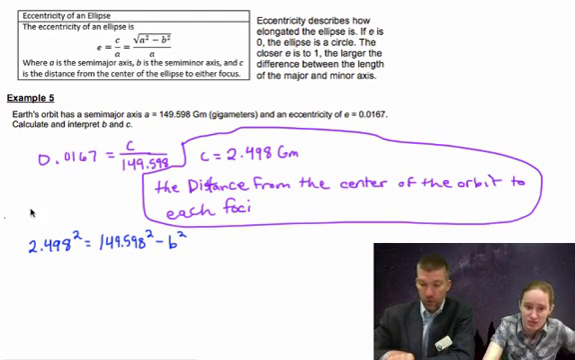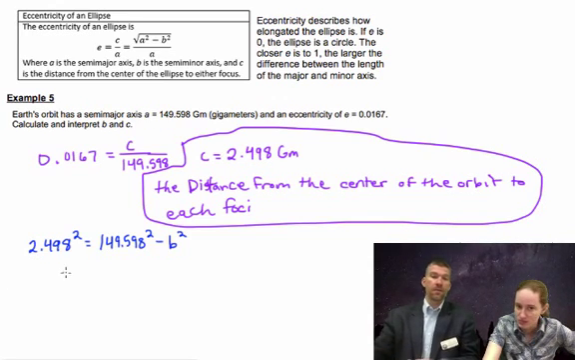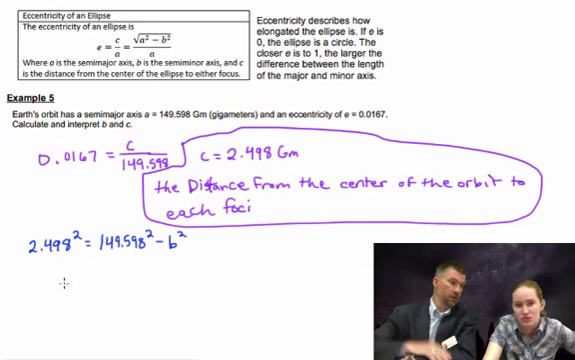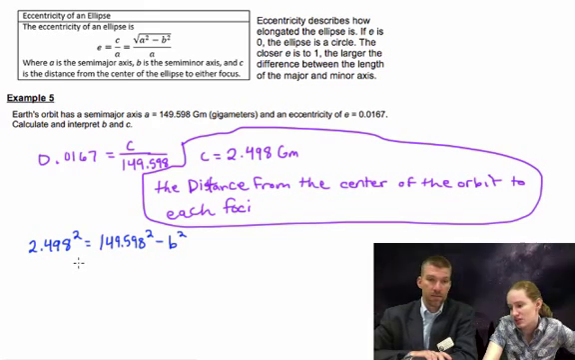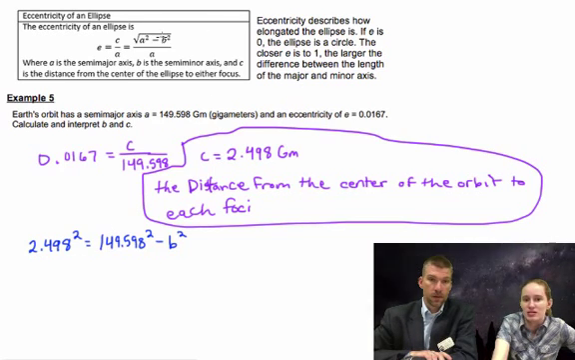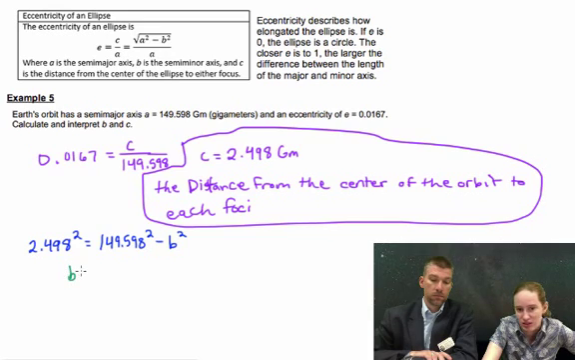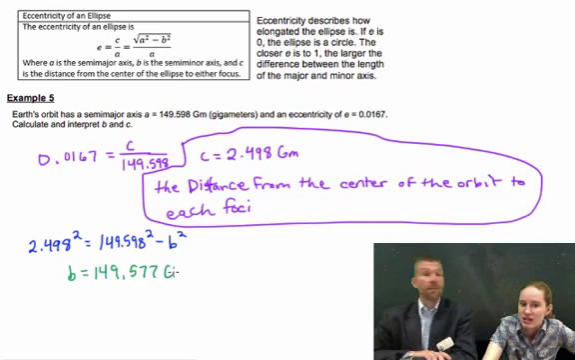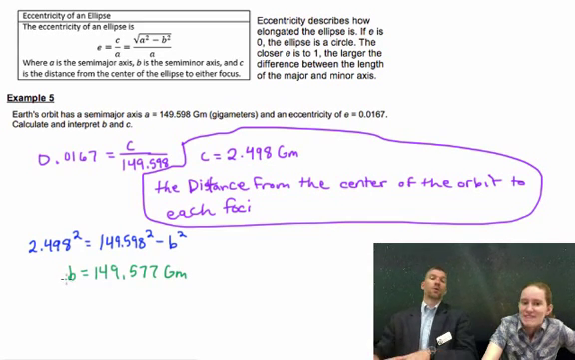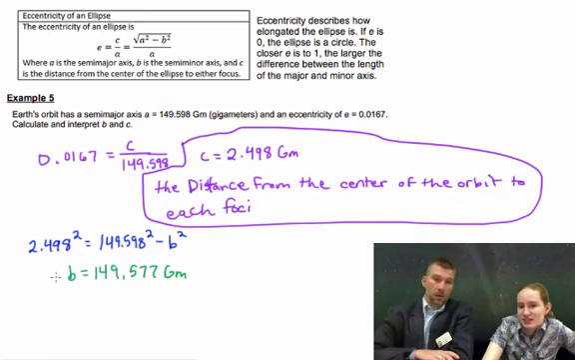I could have just plugged it into this formula as well. C equals square root of a squared minus b squared, but we still would have had to solve. So B is 149.577 gigameters. And so what is B telling us?